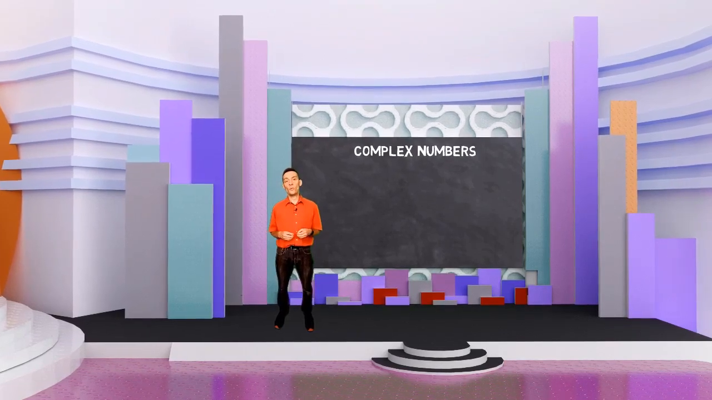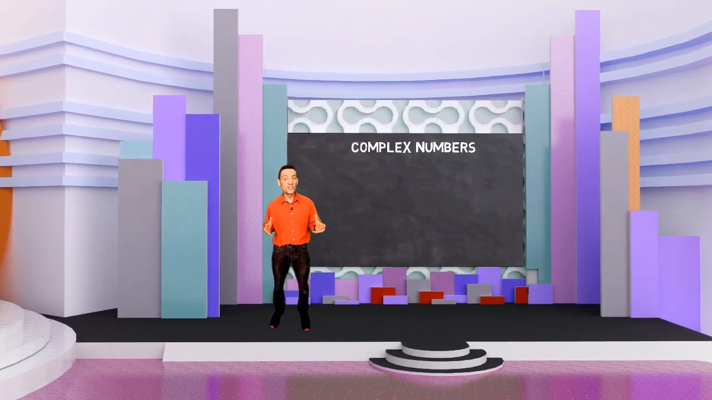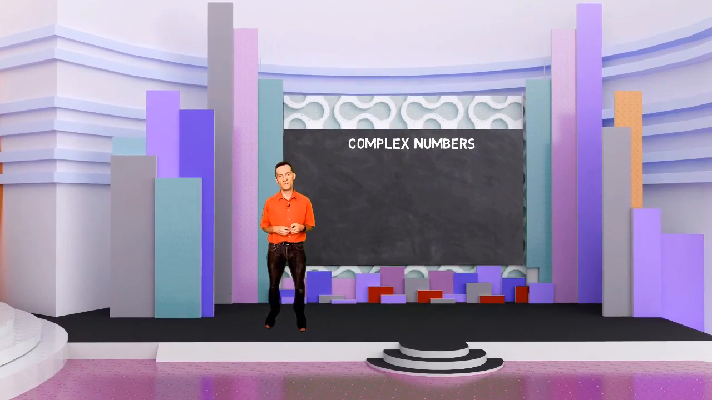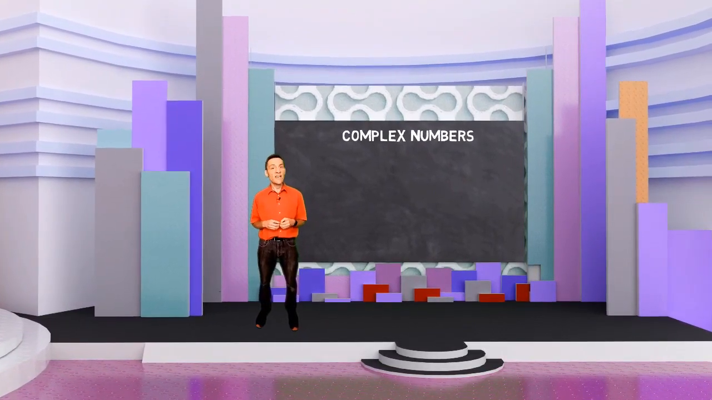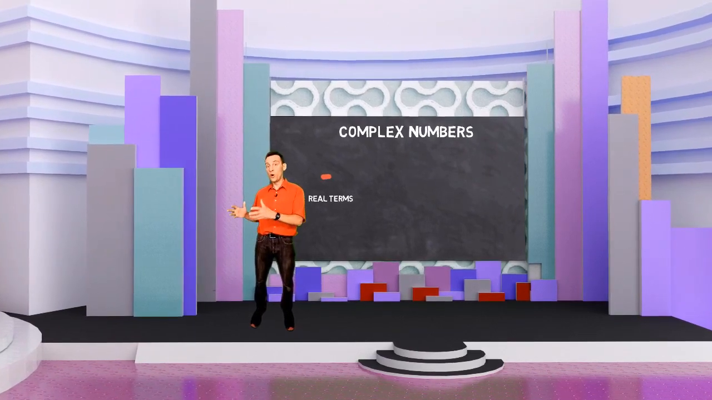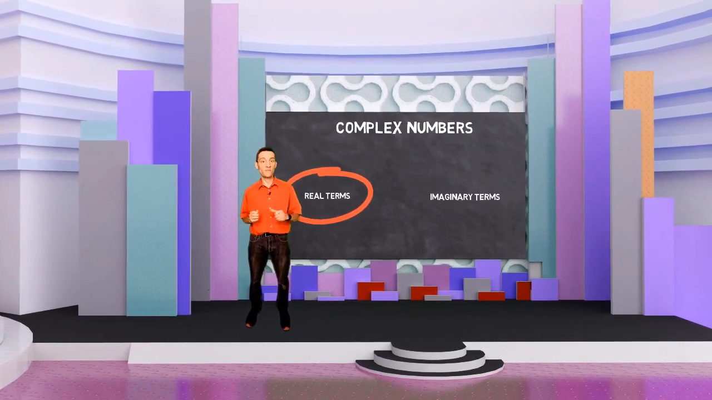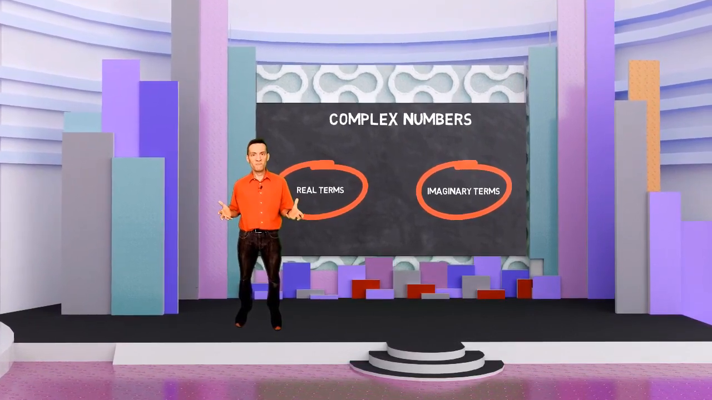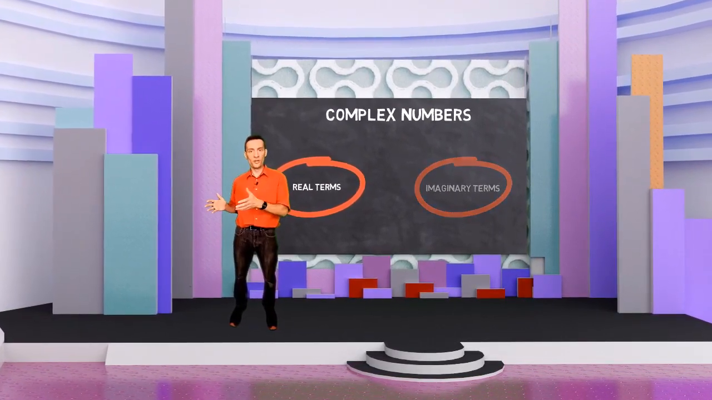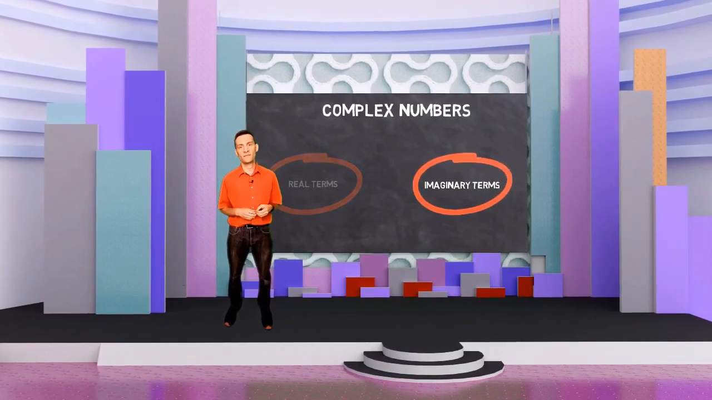In the last video, we looked at an example of how to add and subtract two complex numbers. We found out that the key to dealing with complex numbers is to group all the real terms into one group and all the imaginary terms into another. When adding or subtracting, it's pretty obvious which are the real terms and which are the imaginary terms.